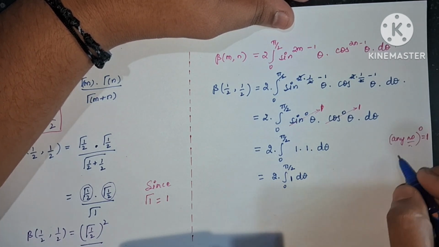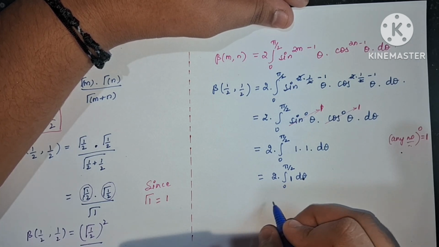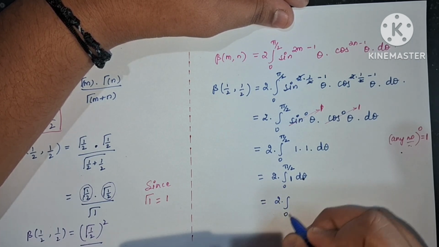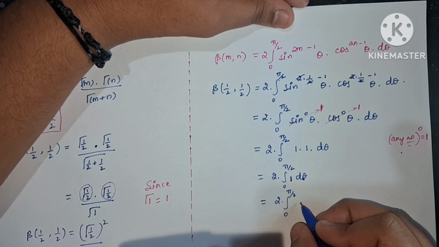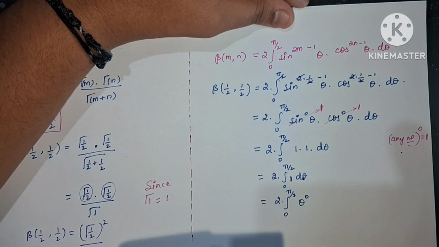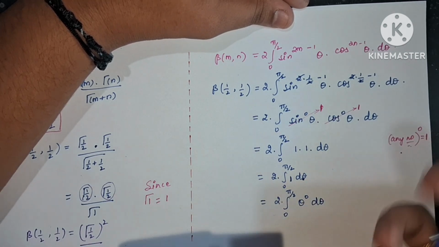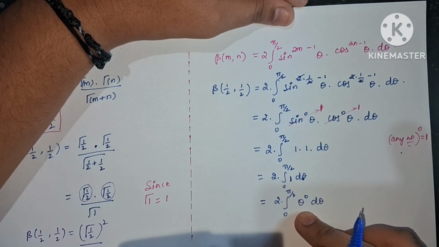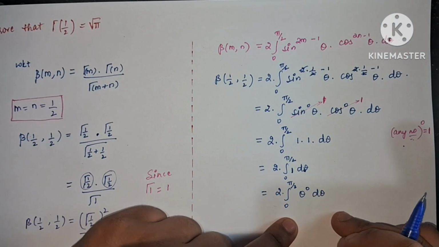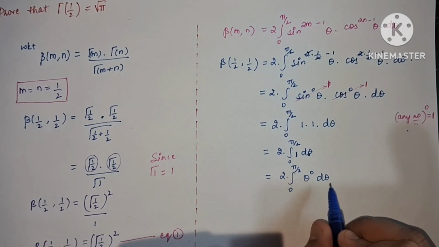How can we write this 1? Any number to the power 0 is 1, right? So here my variable is theta. I will consider this as 2 times the integral from 0 to pi by 2. Instead of writing 1, I can write it as theta to the power 0. 1 is nothing but, indirectly, any number to the power 0. Since theta is my variable for integration, I will consider this number as theta. So theta to the power 0 works well.